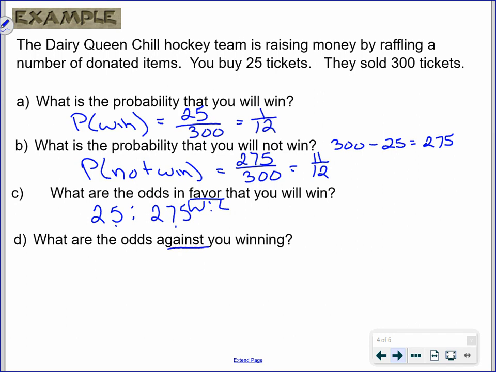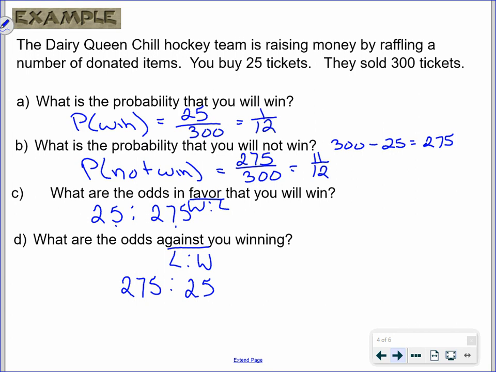So against means we compare losses to wins. So we're going to use the same numbers as the question above. We're just going to switch the order. So how many times could you lose? You could lose 275 times. How many times could you win? You could win 25 times.